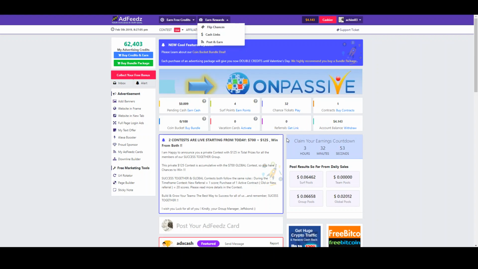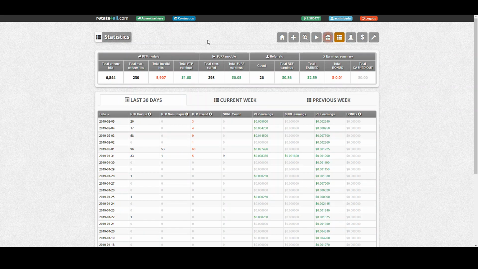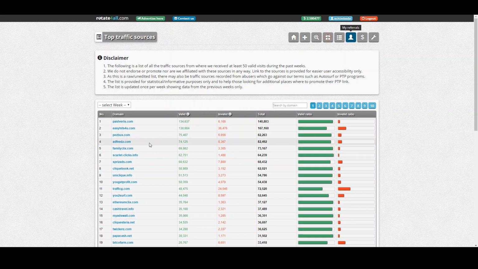So the interesting part about Adfeedz is that you can use Rotate for All on it. I don't know whether you're familiar with Rotate for All. Rotate for All is a P2P site. It means that you are paid for pages that you show to other people. I'm using Rotate for All on Adfeedz because contrary to other sites, Adfeedz has a very good success rate. You see, the valid rate is about 90%.